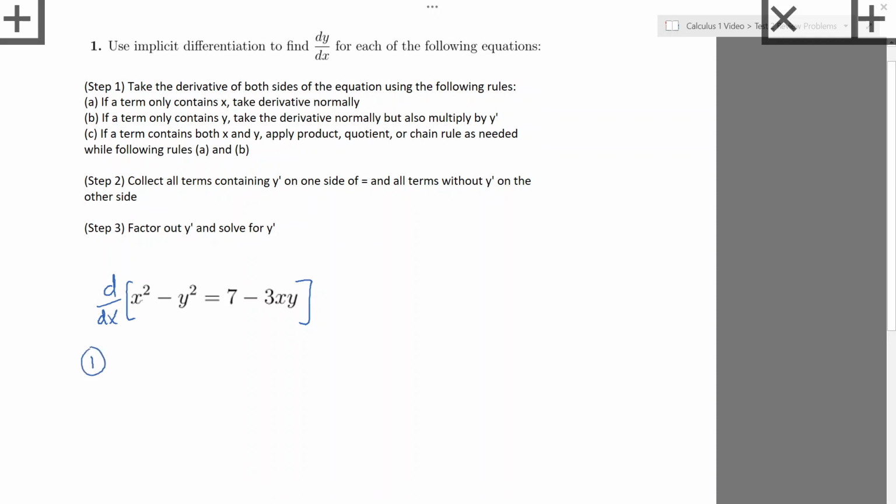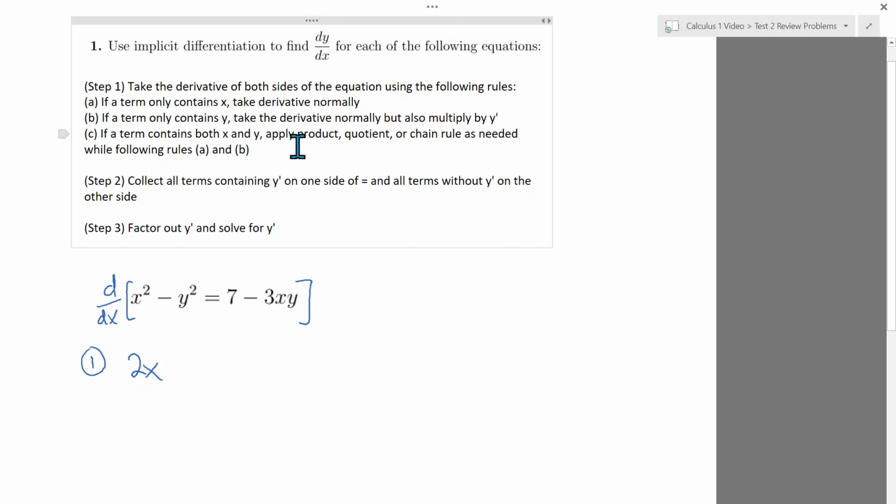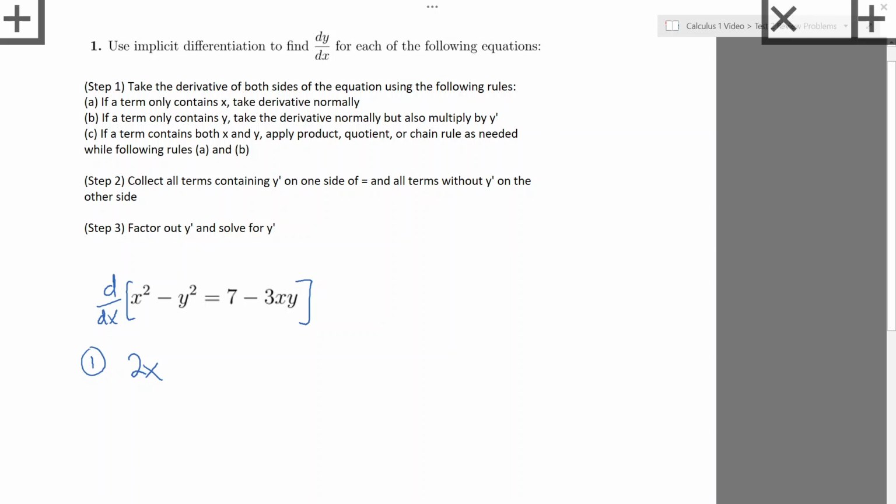So the first term only contains x. So we take the derivative normally. So the derivative of x squared is 2x. And then the second term only contains y. So we have to take the derivative and also multiply by y prime, right? So the derivative of minus y squared would be minus 2y. And then again, we have to multiply by y prime.